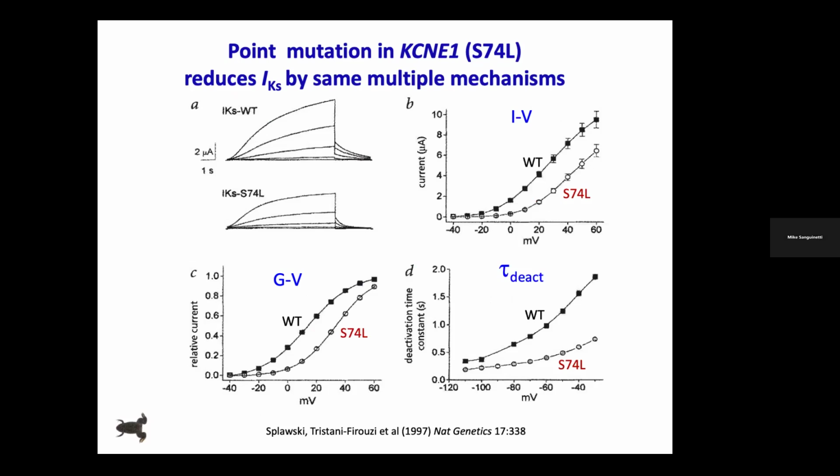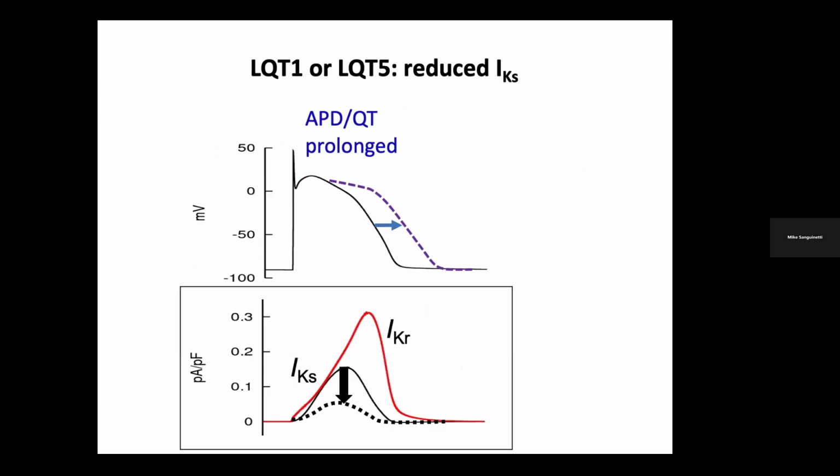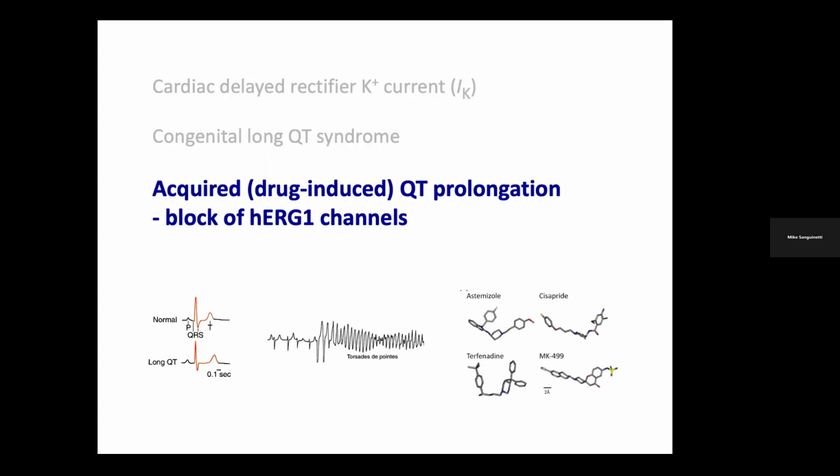And the exact same thing is going on with the other mutation, the serine to leucine at position 74. It's just a less prominent decrease in current, but the shift in activation and the increase in deactivation rate are all the same. And again, as I showed you with IKr, LQT1 or 5 long QT syndrome is due to reduced IKs, action potential prolonged, EADs probably subsequently occur, and that triggers Torsades de Pointes.